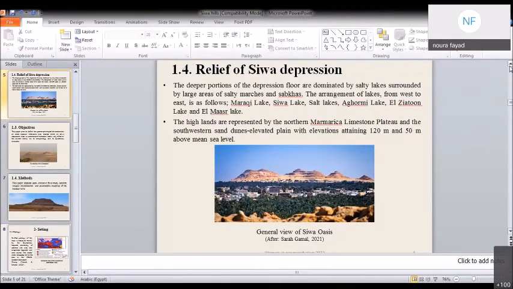Relief of Siwa depression. The depression floor is deep and dominated by salty lakes surrounded by large areas of salty marshes and sabkhas. The arrangement of lakes from west to east is as follows: Maraqi Lakes, Siwa Lakes, Siwa Salt Lakes, Arashieh Lakes, Zeitoun Lakes, and Masri Lakes. The highlands are represented by the northern Marmarica limestone plateau and the southeastern Sand Sea elevated plain, with elevations of 120 meters and 15 meters above mean sea level. This is a general photo of Siwa Oasis.